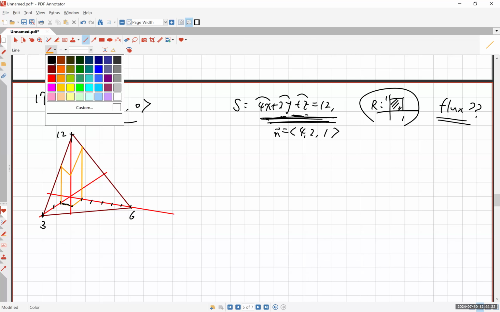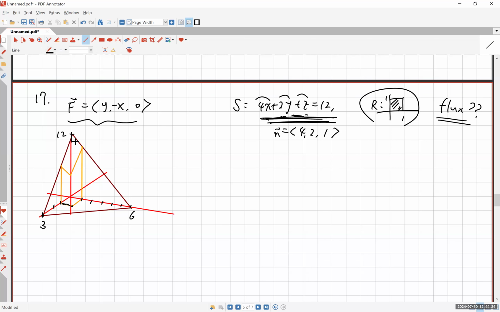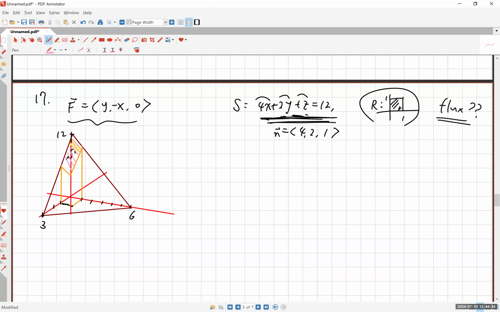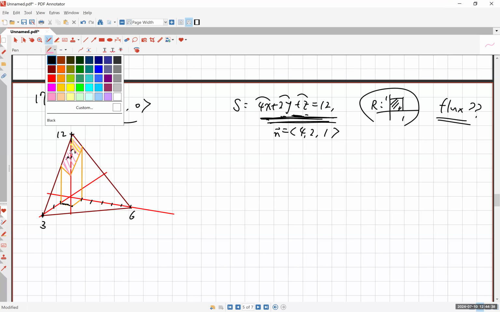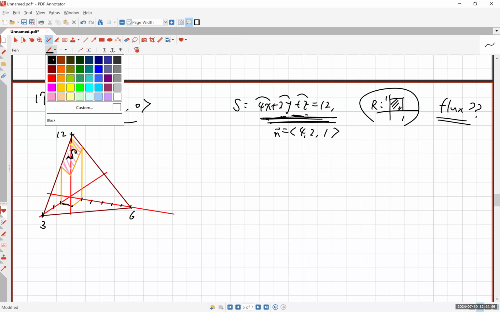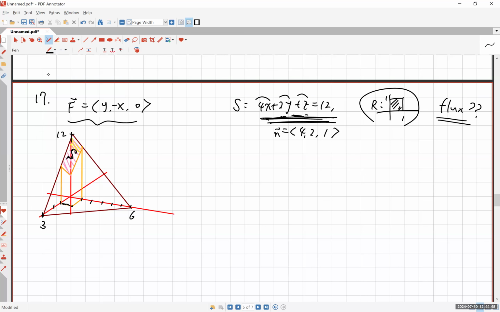Right? So the surface S is actually this part, which I will highlight. Well, let's see, a little bit of color here. This is the portion of the plane that we are trying to find the flux through, right? So again, this part is not necessary for you to do this problem, but it may help you understand what you're doing.